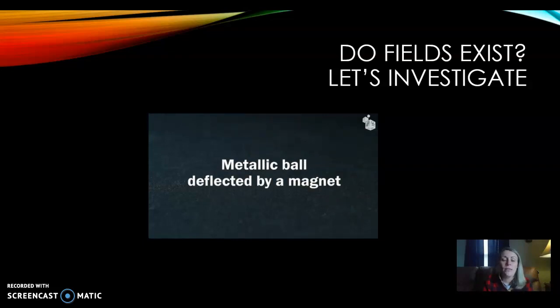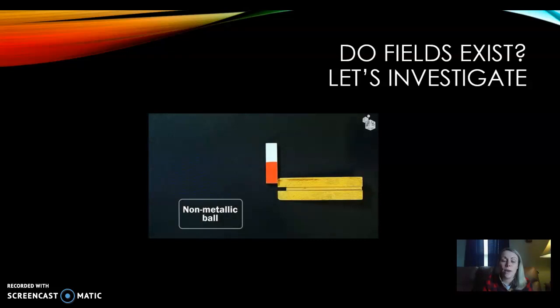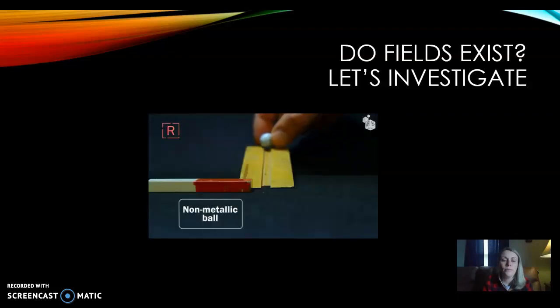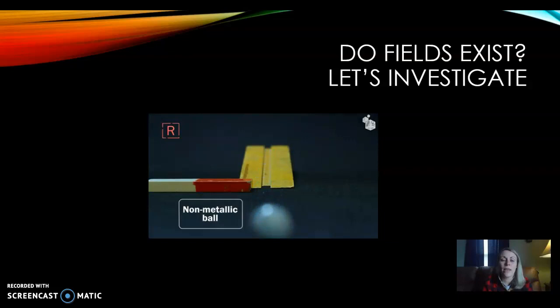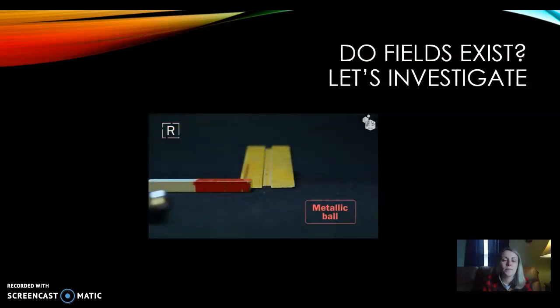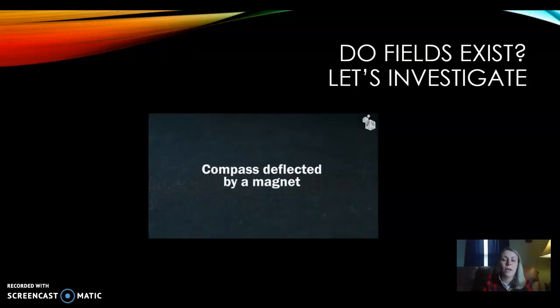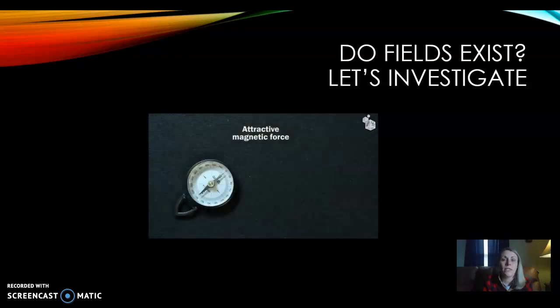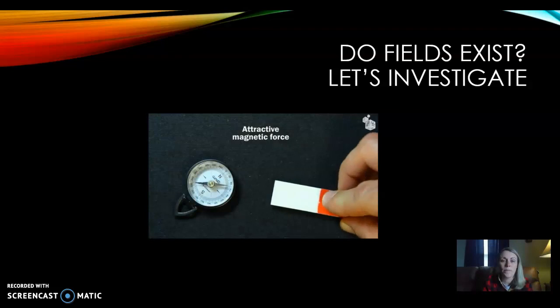And now they're going to take these balls and roll them down a ramp. One is going to continue in a straight path, as you can see, our non-metallic ball, and the metallic ball is going to sort of curve. So it is being affected by the magnet. But like before, the magnet did not physically touch that metallic ball.